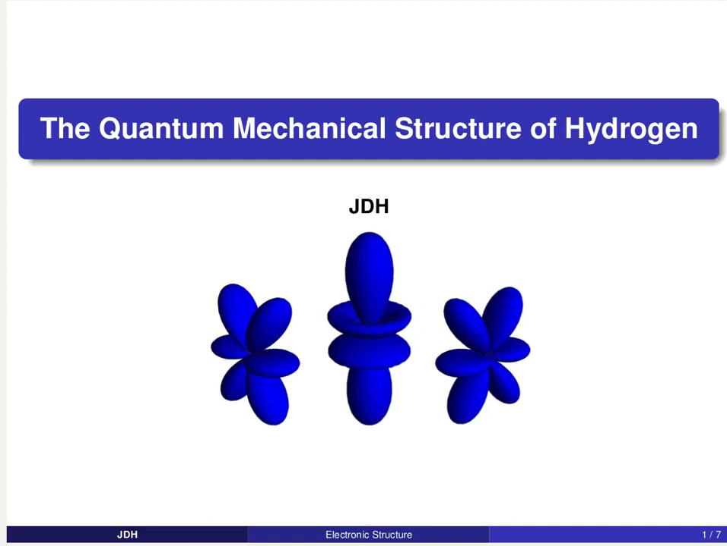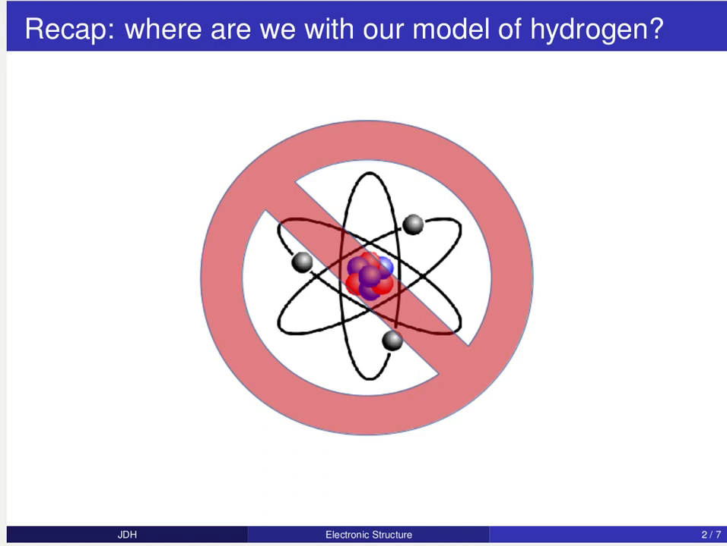Hi everyone. In this mini lecture we are going to explore the quantum mechanical structure of the hydrogen atom. In other words, we're going to build up an answer to that question of what do atoms actually look like. Now let's take a second here to recap where we've been.